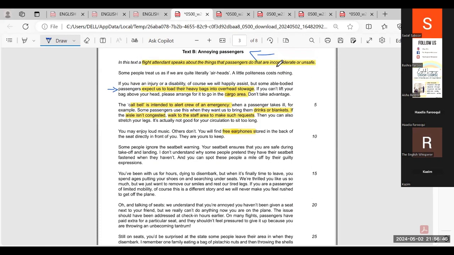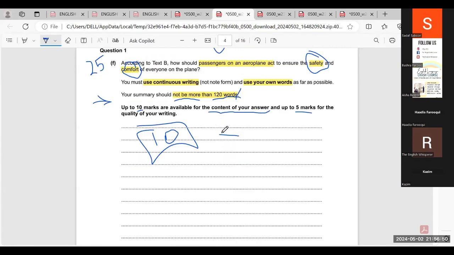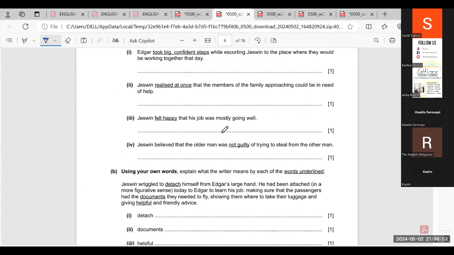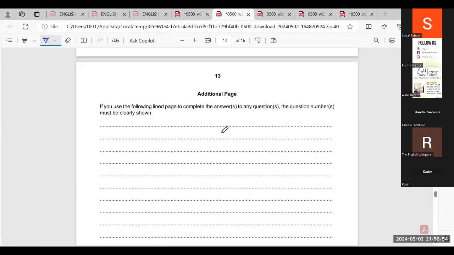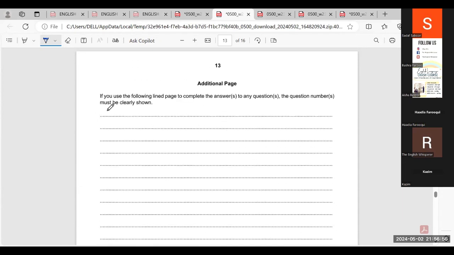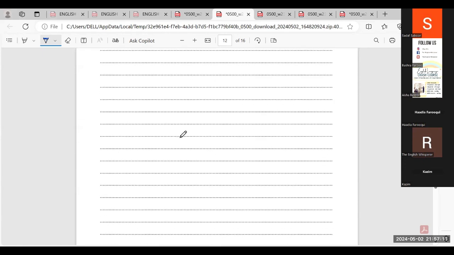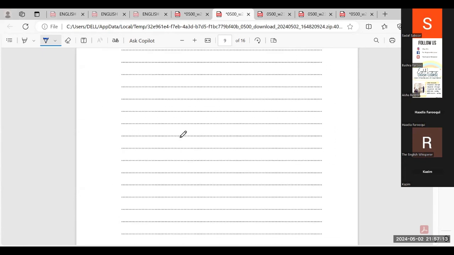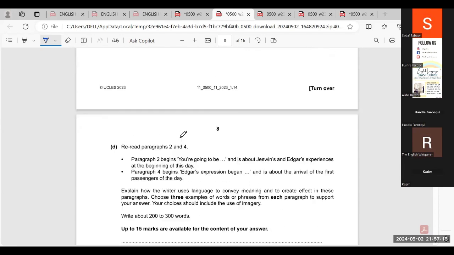points as possible. After you've highlighted your points here, I recommend that you use the additional sheets. So you've got additional sheets at the end here, right? Just use it for brainstorming and list your points here. Write down all your points, write the specific point. Do not write entire sentences. And then use this additional page to write your actual summary.